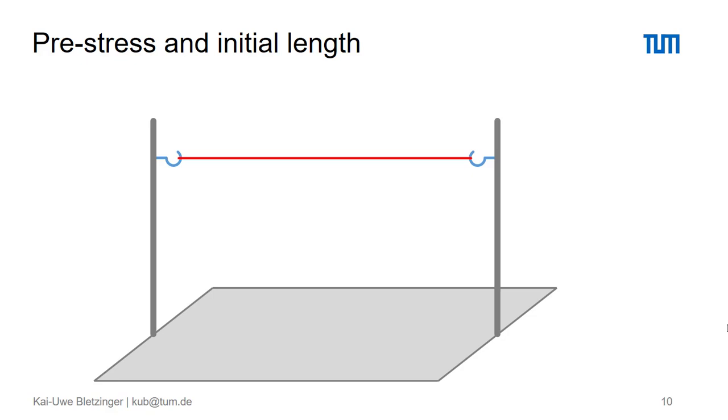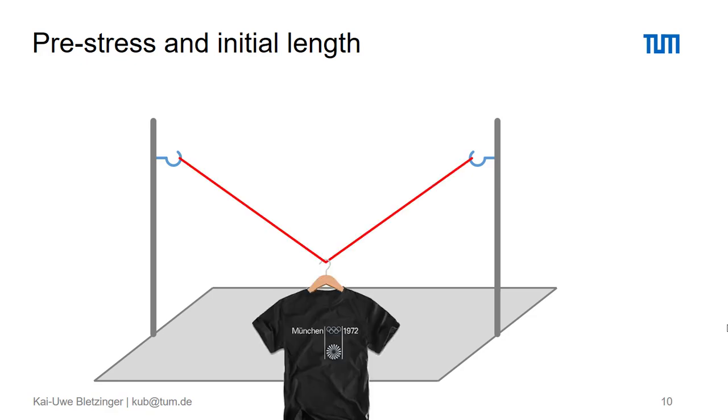Next, let's look into pre-stress and initial length. Coming back to our little experiment here, I'm just loading our wet shirt, and eventually the cable might not be stiff enough, and when the deflection is too large, the clean, freshly washed shirt might just hit the ground. That's of course nothing we like. What is the solution? The solution, everybody knows, is to apply pre-stress to the cable and by that reduce the deflection.